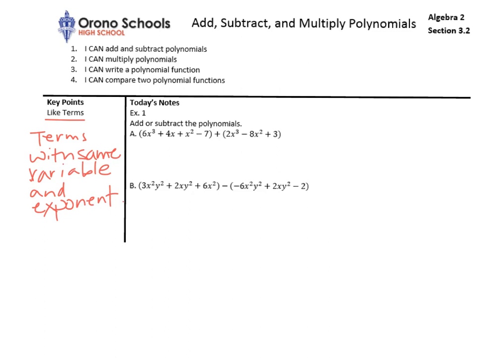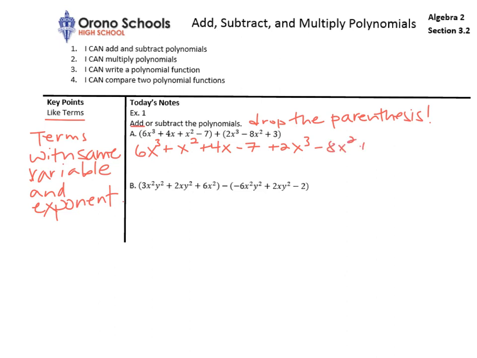They're different exponents. Anytime you're asked to add or subtract, adding is what you can do to just drop the parentheses right away and combine like terms. So adding is usually the easier of the two. If we have 6x cubed, plus x squared second, plus 4x minus 7, I just wrote it in standard form. And then I'm going to add 2x cubed minus 8x squared plus 3.